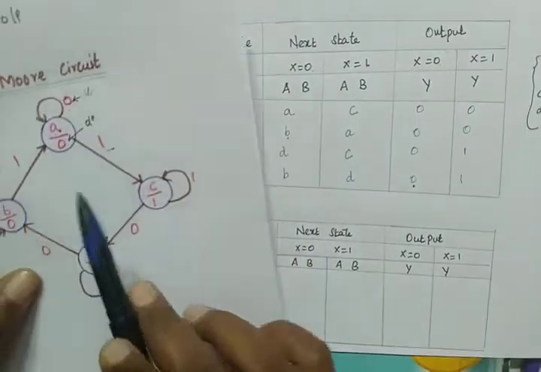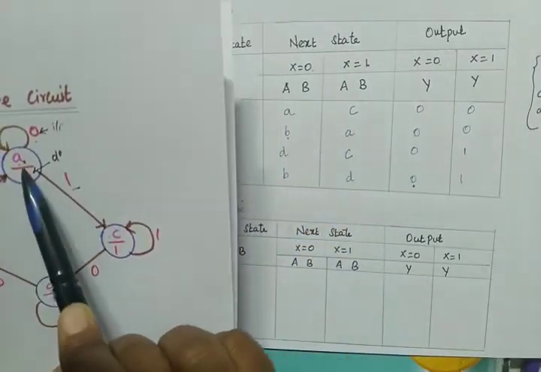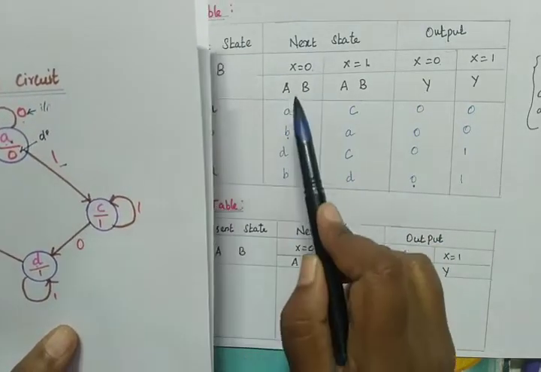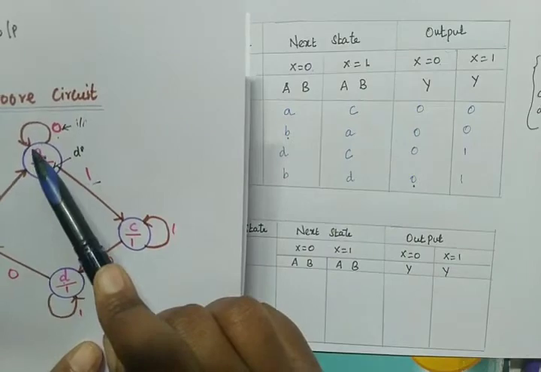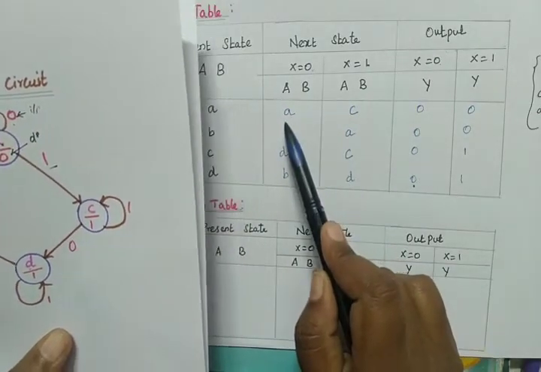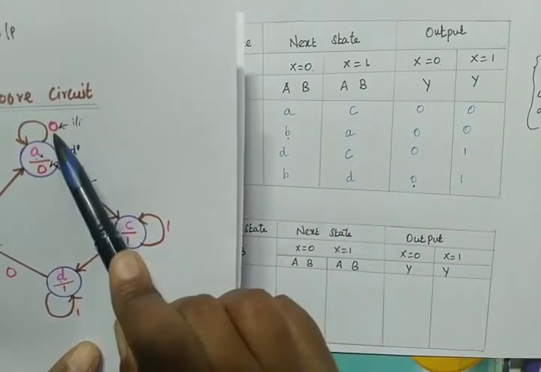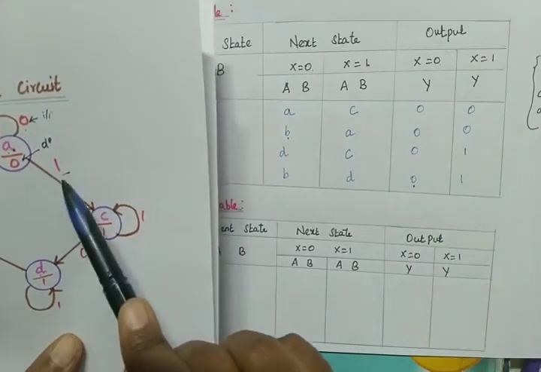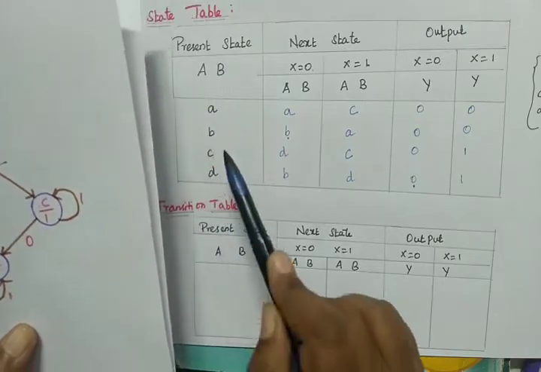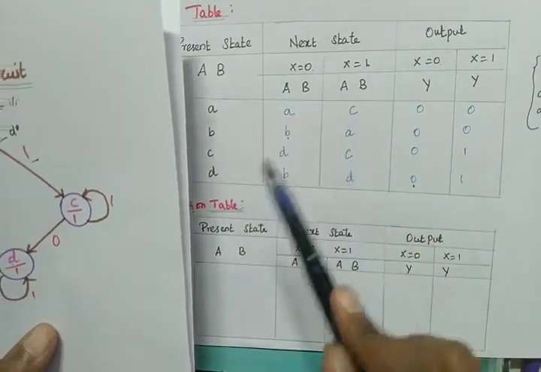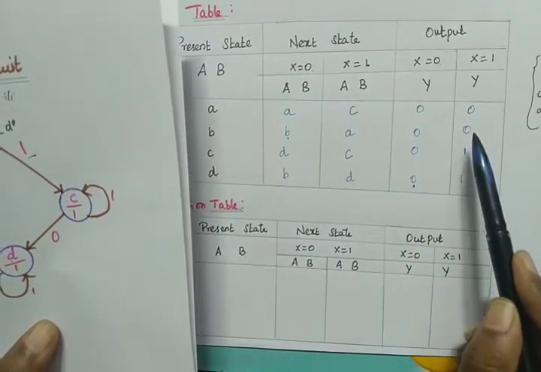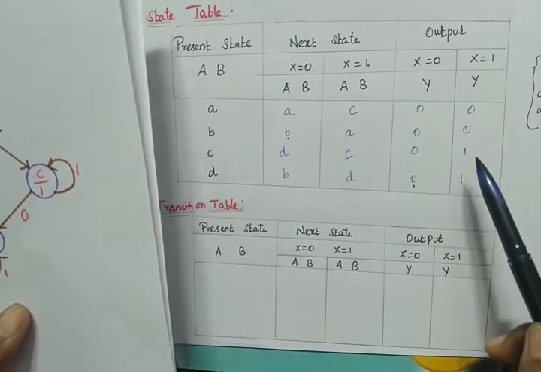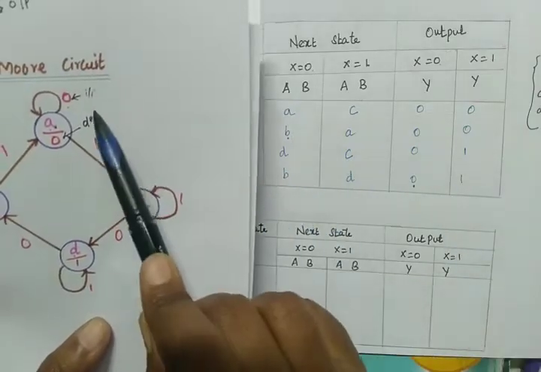Likewise, the same thing here also for Mealy circuit. For present state A, if input is 0, it remains in the same state A, and the output for this is 0. Then A, when it is 1, it goes to C, and the output for this is 1 here. So I changed the outputs here, but I have not represented it in the state table. So don't get confused. This is Mealy circuit.